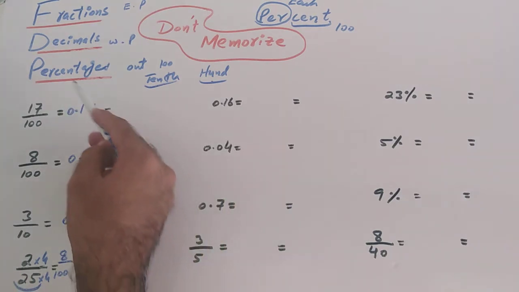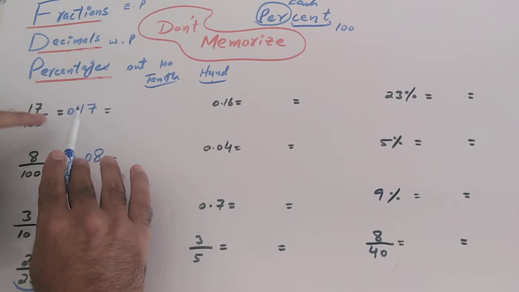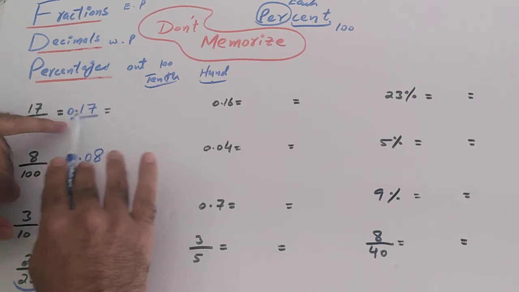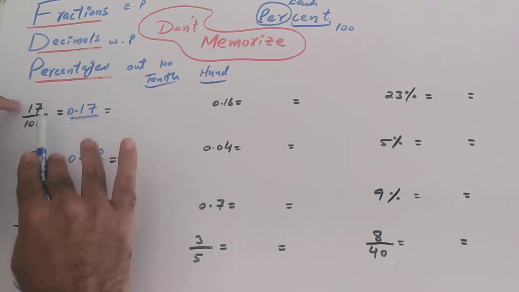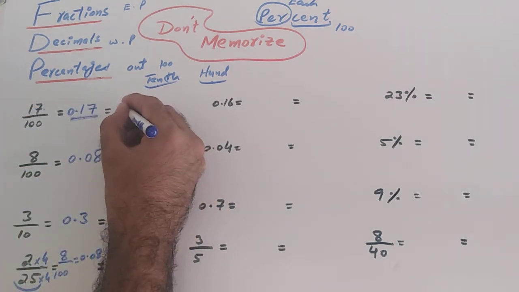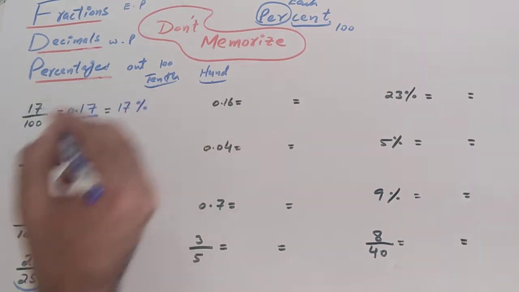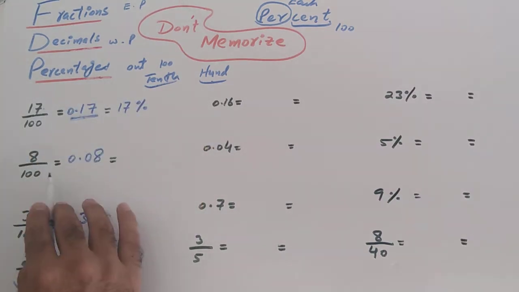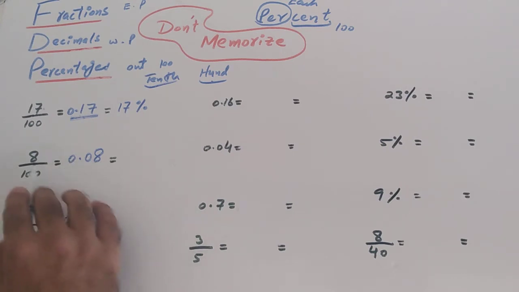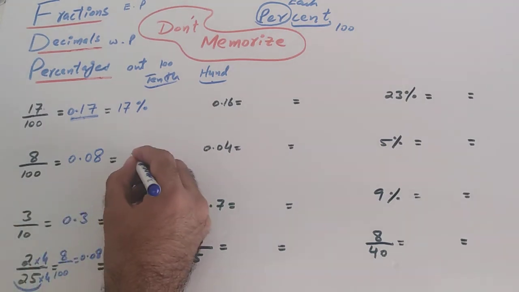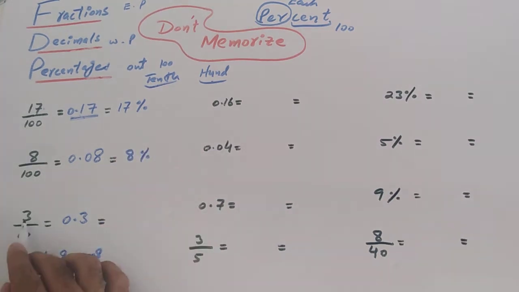Now let's convert these further into percentages. What was the percentage again? Percentage means anything out of 100. So you just have to check what each is out of 100. This is 17 hundredths, so it will be 17 out of 100, or 17%. This one means 8 out of 100, so that will be 8%.